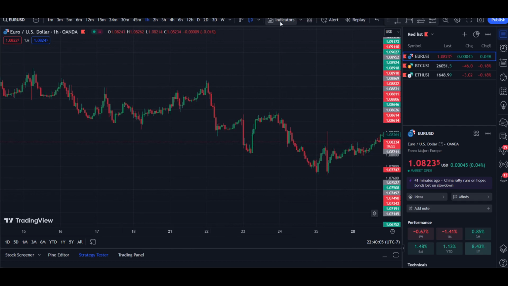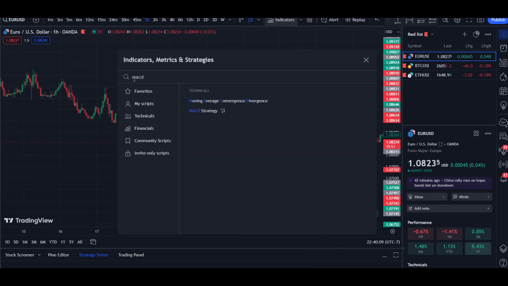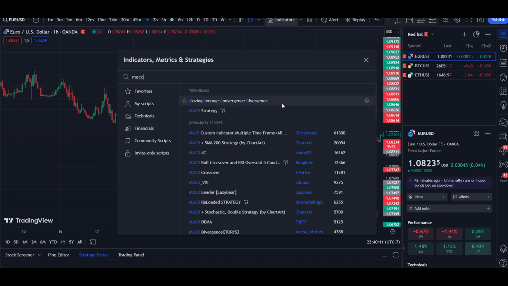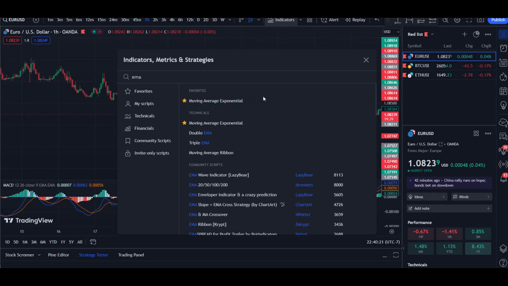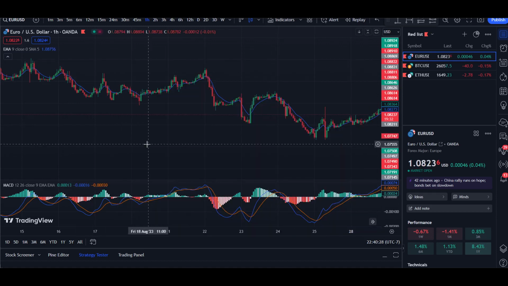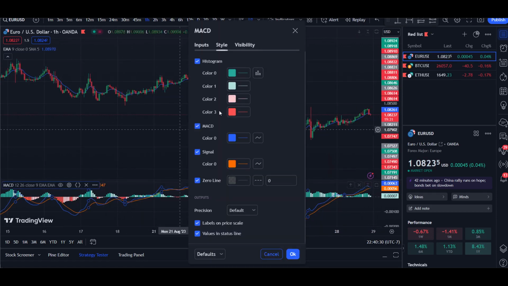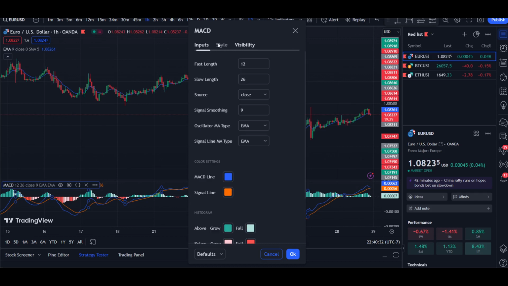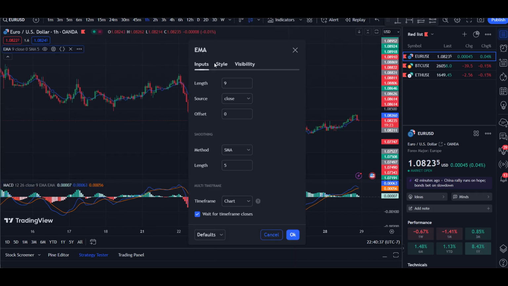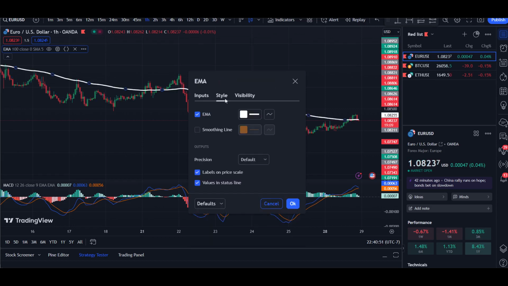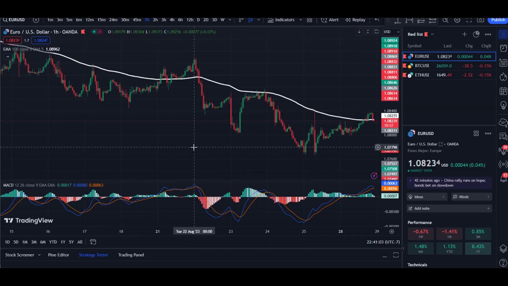So the very first indicator that we'll be using will be the MACD. The second one that we'll be using is the EMA. I'm going to close this out. For the MACD, we're not going to change any of the settings. We're just going to leave it as it is. For the EMA, we're going to go to settings. I'm going to change the length to 100. I also changed the style for the EMA to make it appear more visibly. So that's literally it. This is how your chart should appear at this point.